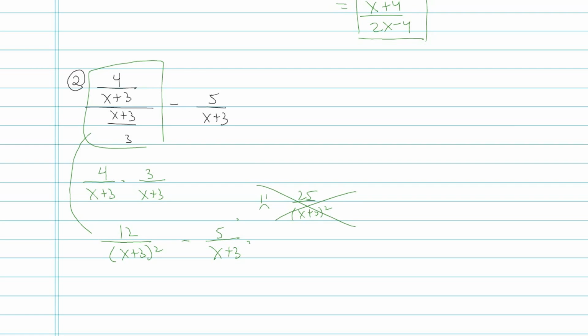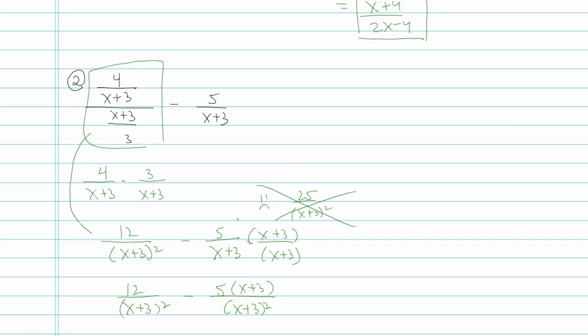Bad. You can't just square top and bottom because that changes the value of the fraction. What I can do is multiply by x plus 3 over x plus 3 because that's just multiplying by 1. That does not change the value of the fraction. Okay, and now my denominator would be (x plus 3) squared.